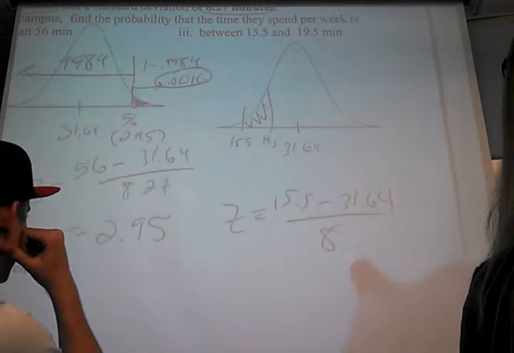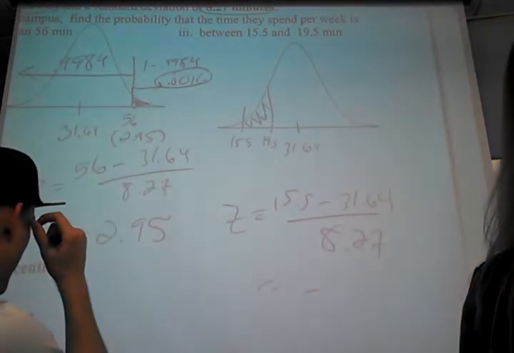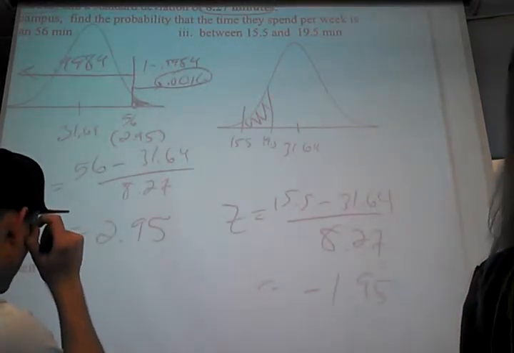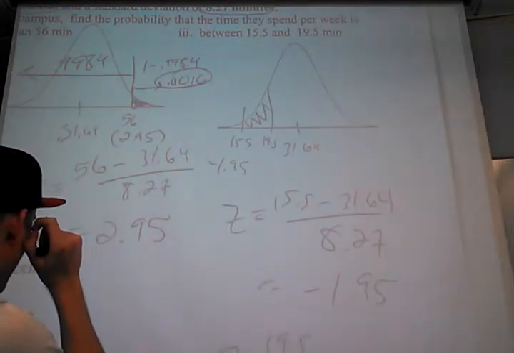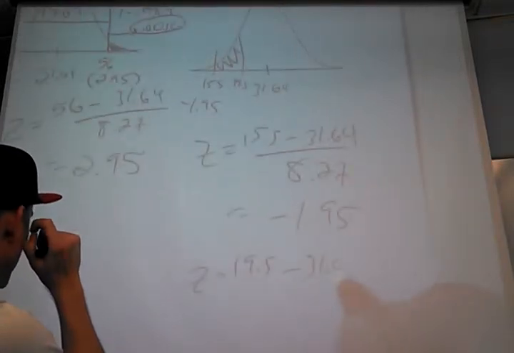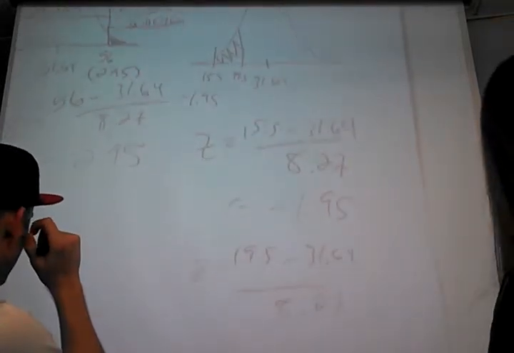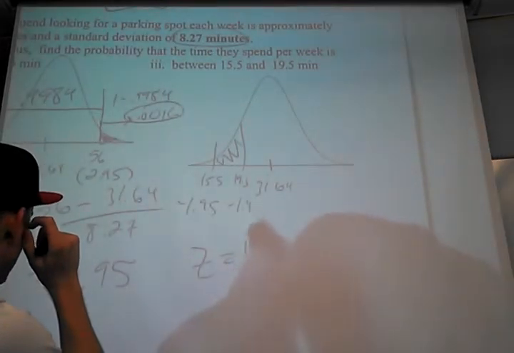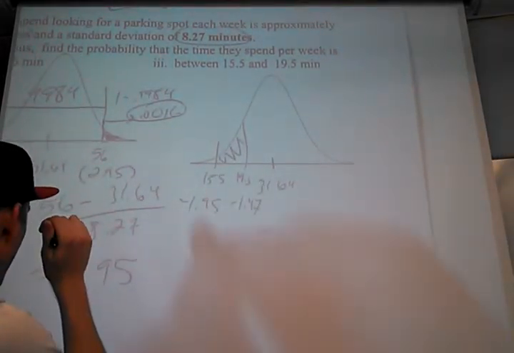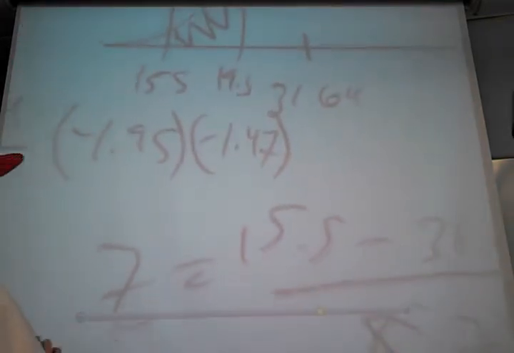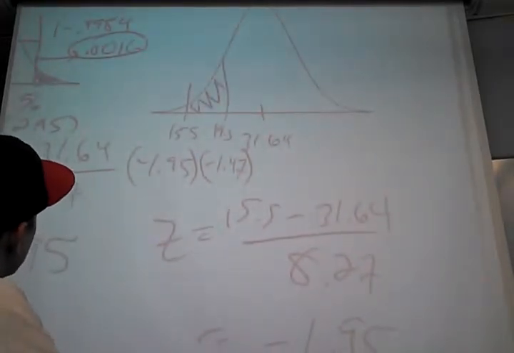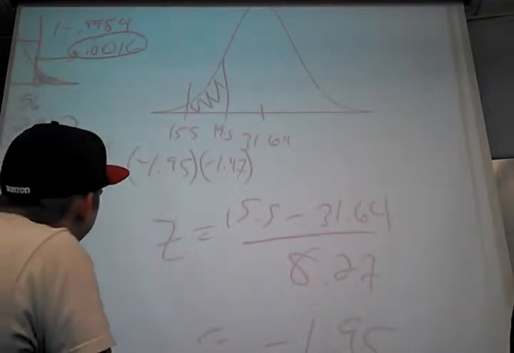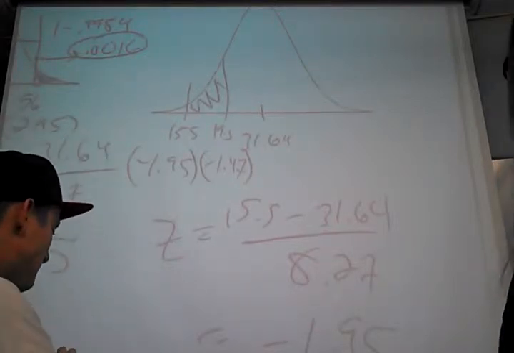The other one's going to be the 19.5. Negative 1.47. Oh, no, no. Whoa, stop. Alright, so when you look those two up, negative 1.47, what area do you get? I like it. 0.708.